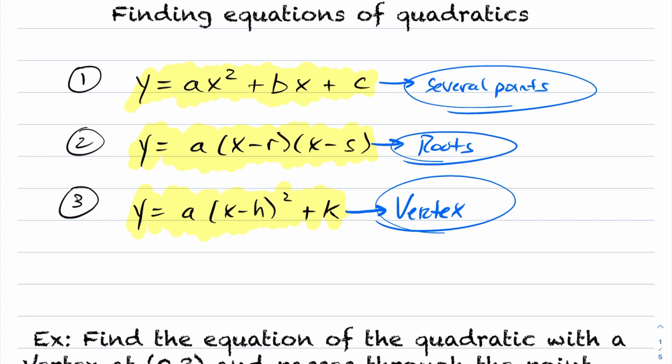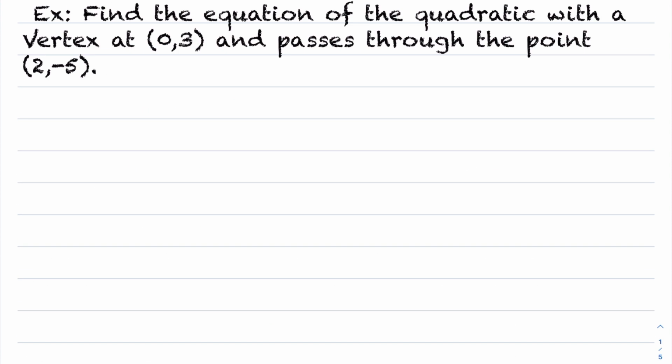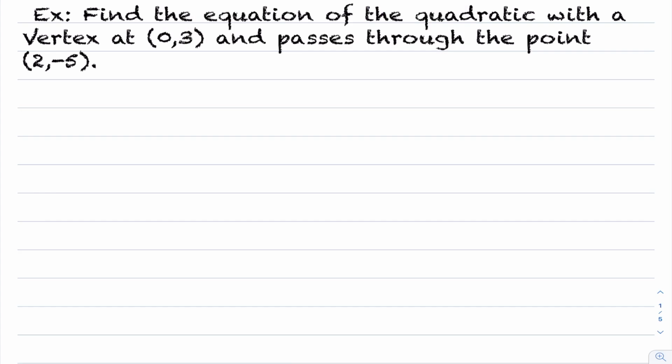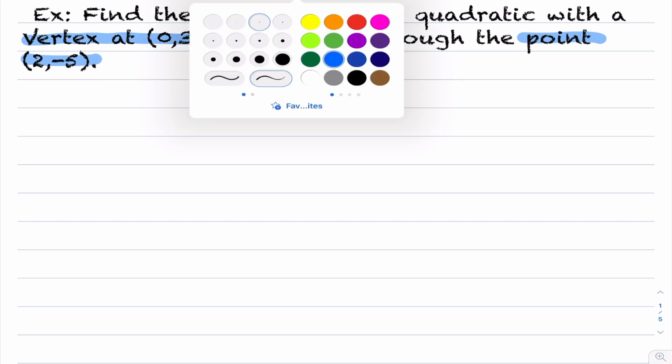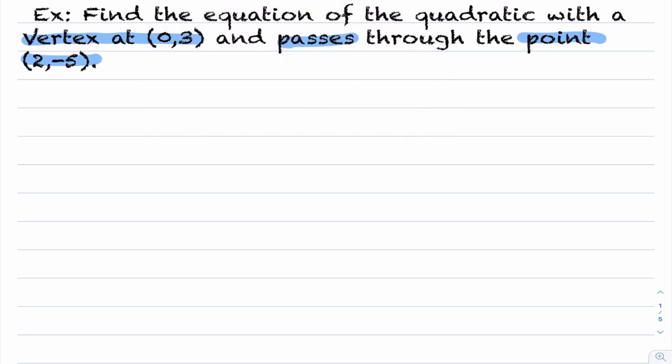Okay, let's look at some of these examples. The first example here says find the equation of a quadratic with a vertex at (0, 3) that passes through the point (2, -5). So they gave us in this question the vertex, so I'm going to go to vertex form.